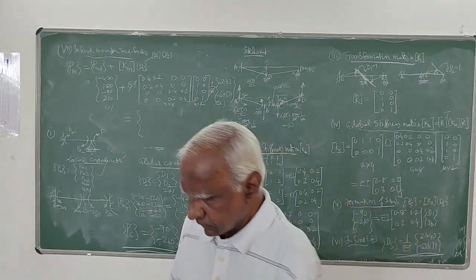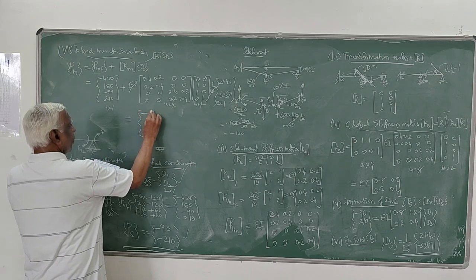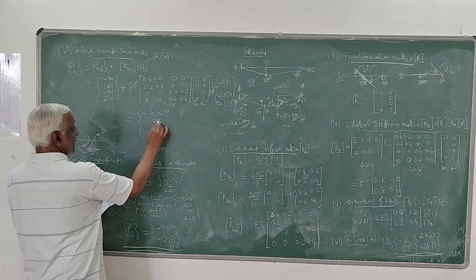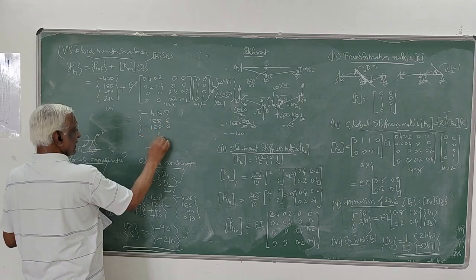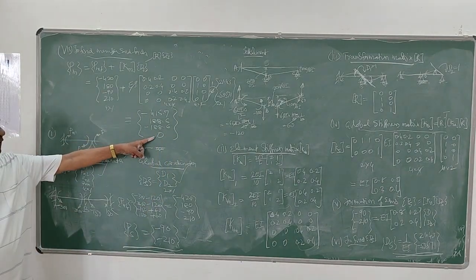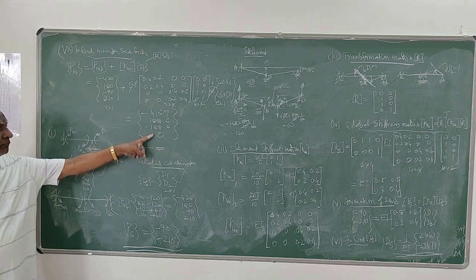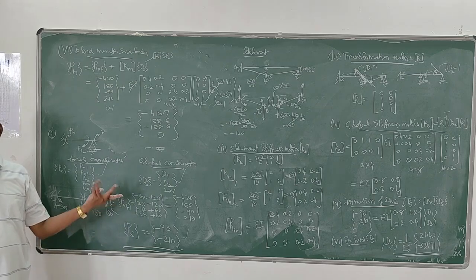I will give it, so you can verify: it is minus 415.7, 188.6, minus 188.60. Naturally, the final support C is simply supported, so there should not be any moment. MDL plus MDC has to be 0.